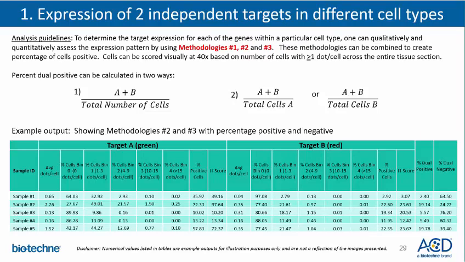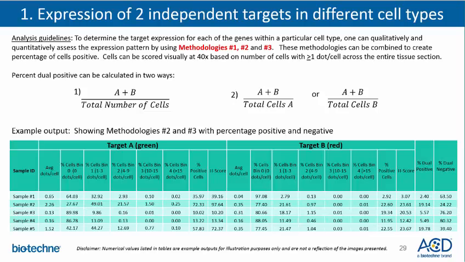The formula shown here represents different ways of calculating the co-expression of two targets, being target A and B. The first formula calculates the number of cells that express both target A and target B out of the total number of cells. The other two formulas calculate how many cells that are expressing target A also co-express target B, and reversely, how many cells that express target B also co-express target A.